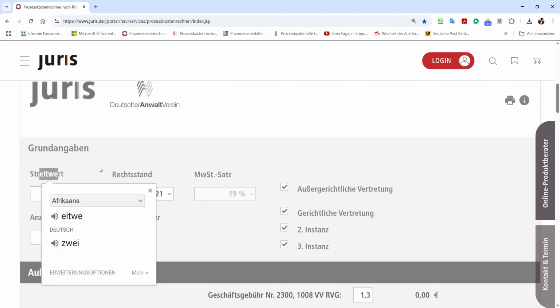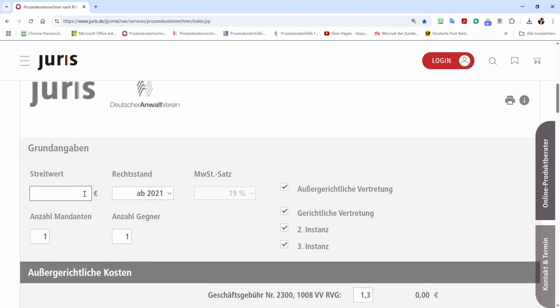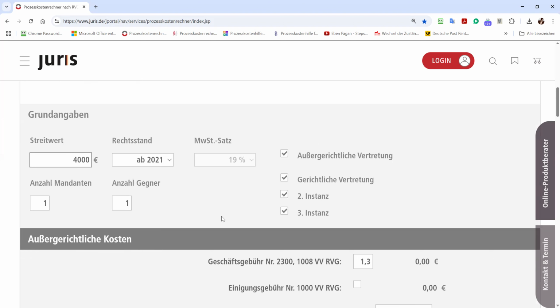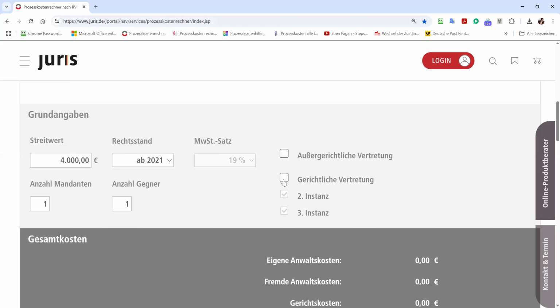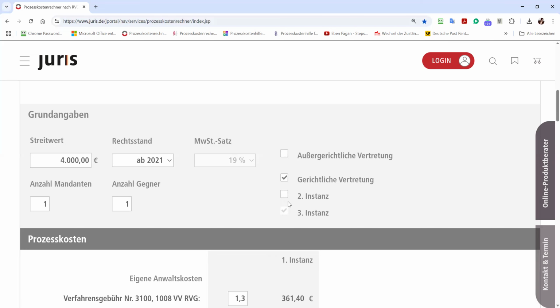So now I would like to show you a specific example of what this means. Suppose we're dealing with a lawsuit involving a dispute value of 4,000 euro, right? So let's put 4,000 here in this box. The box is Streitwert, which means basically value in dispute or dispute value. Well, then you need to ensure that only court representation, in German gerichtliche Vertretung, is checked. This one here. And all other boxes are left unchecked.